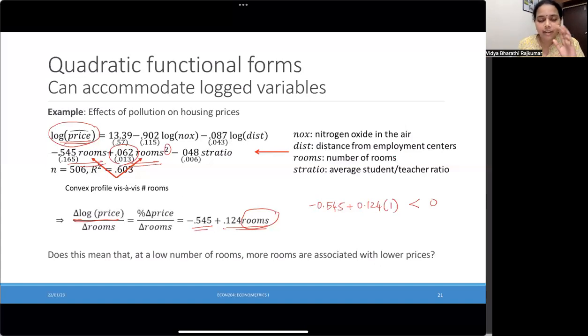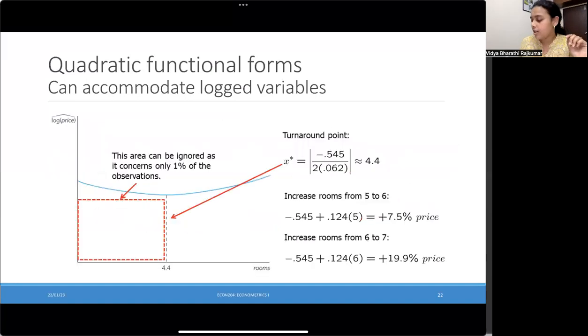Which means that if I just have one room in the house, if I have a second room, that is actually going to suppress my house prices. Or rather, more rooms are associated now with lower prices. That doesn't quite make sense, right? We're going to have a very similar interpretation here as well, with a similar nuance, like we did in the earlier example.